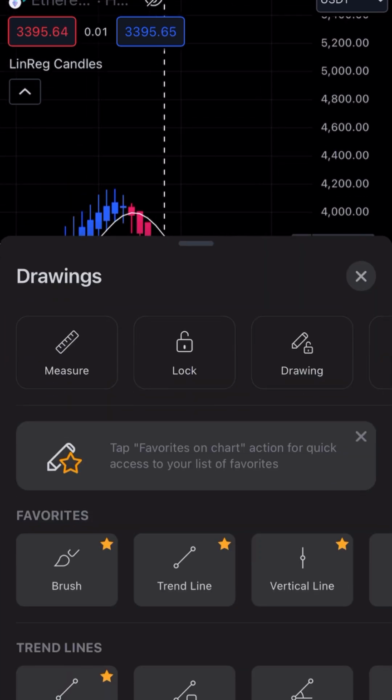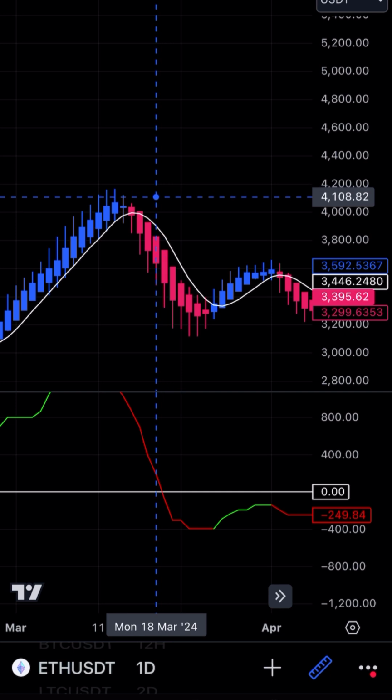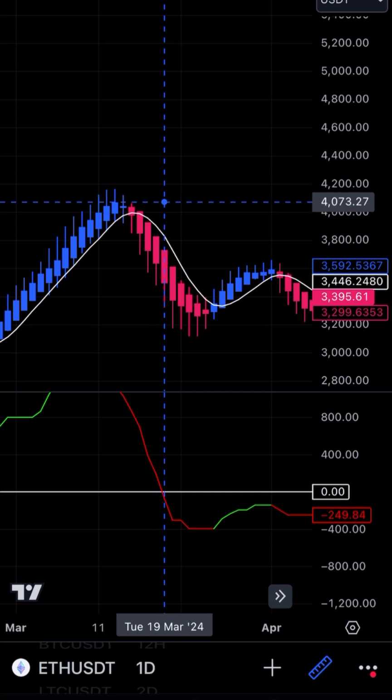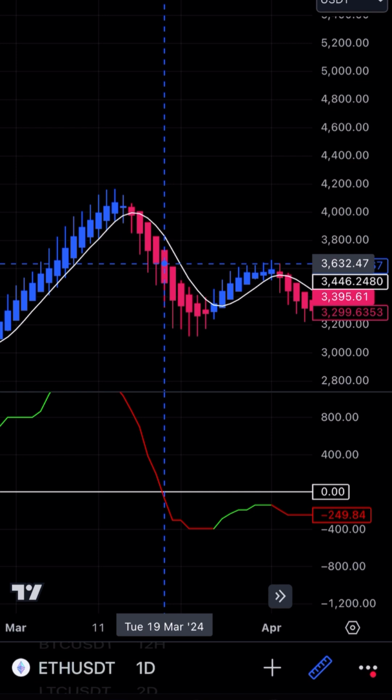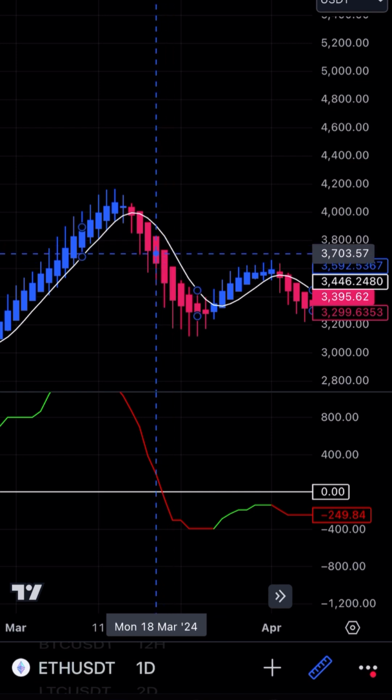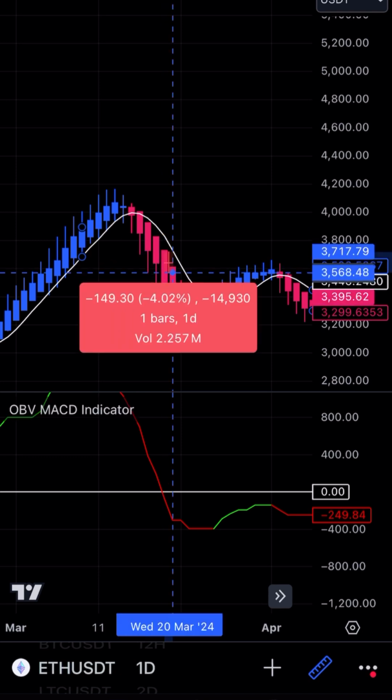So right here we see it crossing down, and once again it's late. It's late from the signal of the MACD. The MACD is telling you to do it right here, but early on, right up here, is where you could have done it. But according to the MACD, you would get in right about here.